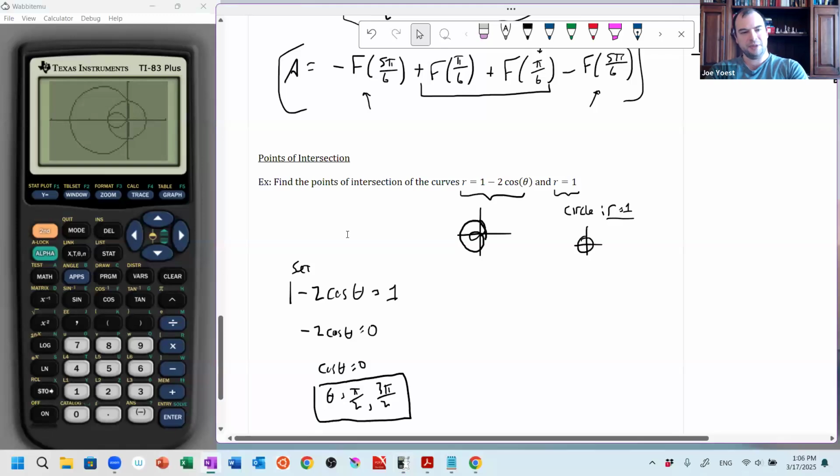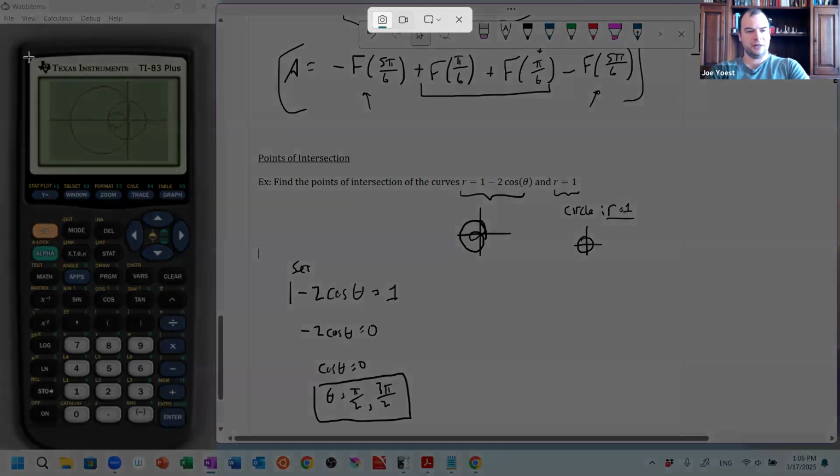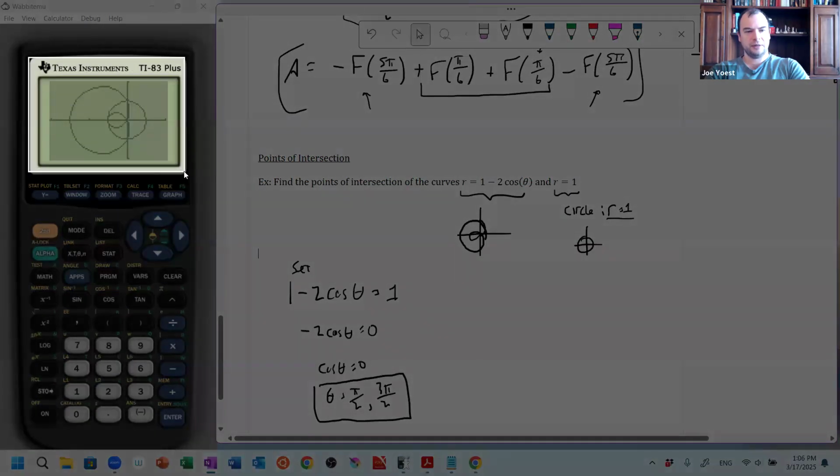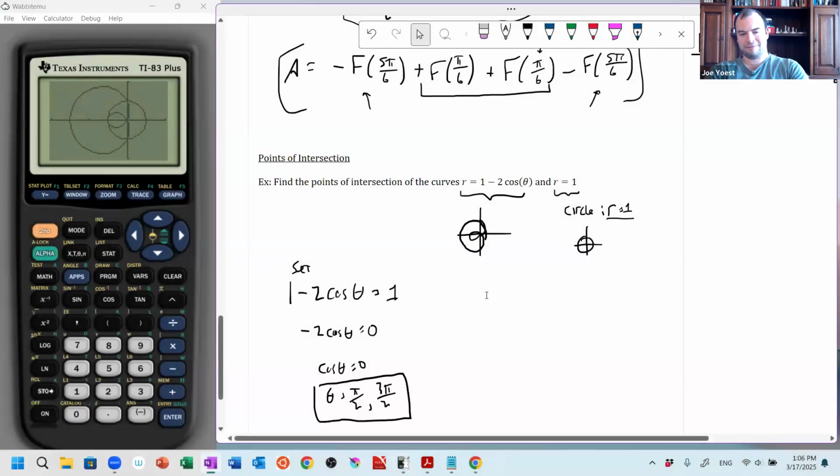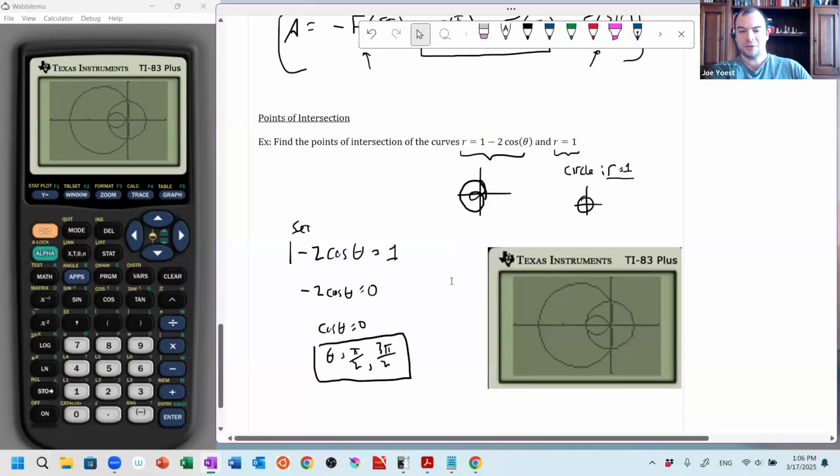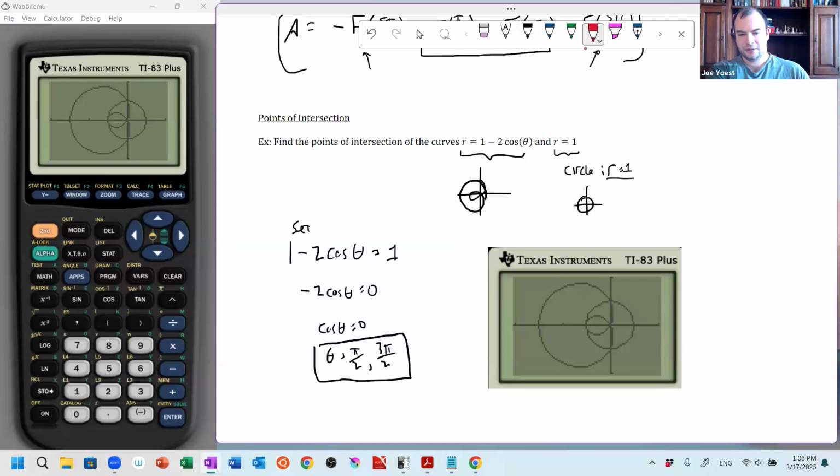Let me screen cap this really quickly here so I can draw on it. And I do see my 2 points of intersection that I identified here and there: theta equals pi over 2, theta equals 3 pi over 2. Interestingly, I actually see what looks like a third point of intersection. So what's actually happening here?